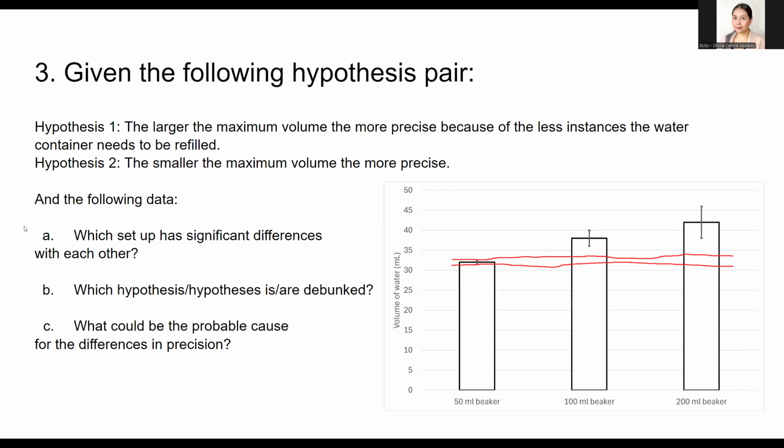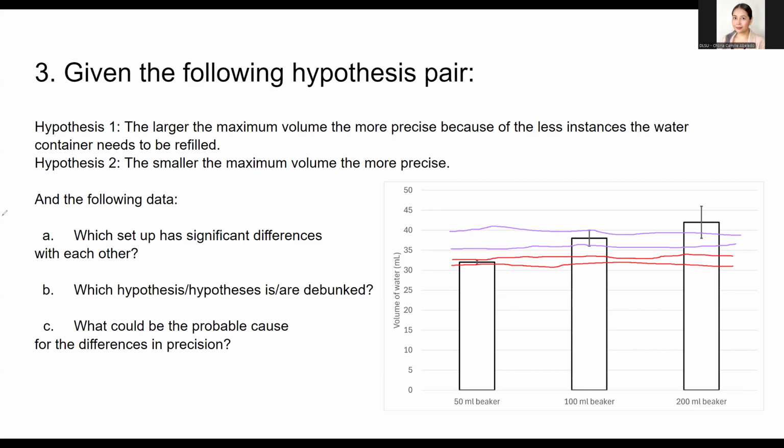But kung titingnan naman natin yung error bars ng 100 ml beaker, pag in-extend natin siya to the left, as you can see, hindi siya tumatama sa error bar ng 50 ml beaker. Pero pag in-extend natin siya to the right, yung upper portion ng error bar niya ay tumatama sa lower portion ng error bar ng 200 ml beaker. So what this implies is that the 100 ml beaker has a significant difference with the 50 ml beaker, but the 100 ml beaker does not have a significant difference with the 200 ml beaker.